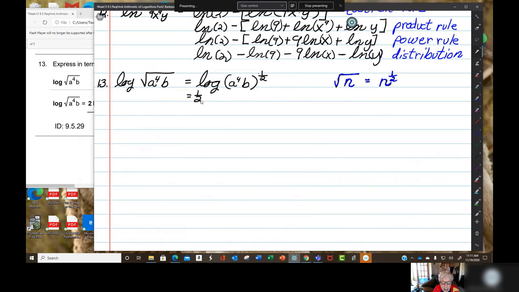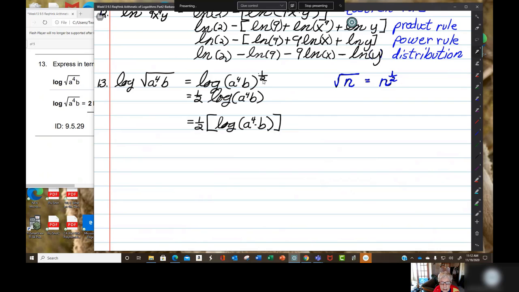All right, so we're going to have 1/2 times the log of a to the 4th times b. And so the 1/2 power came down. Now, this is 1/2 times log of a to the 4th times b. So let's move down here a little bit, give ourselves more room. This is going to be 1/2 of log of a to the 4th times b, because this is a product. So now I'm going to use the product rule.